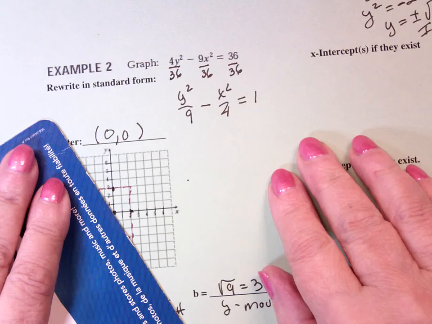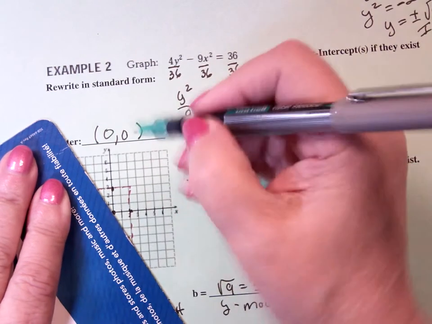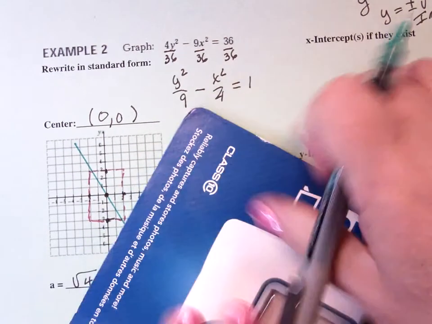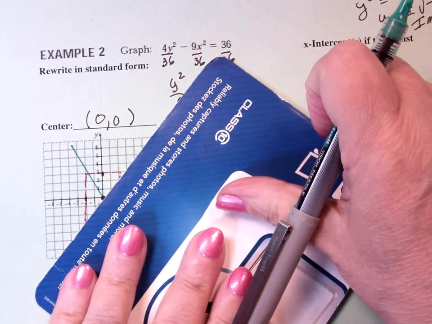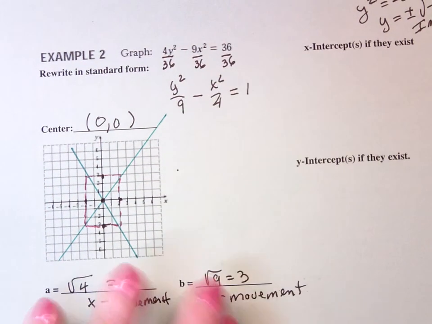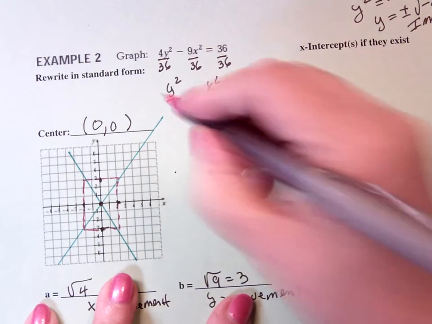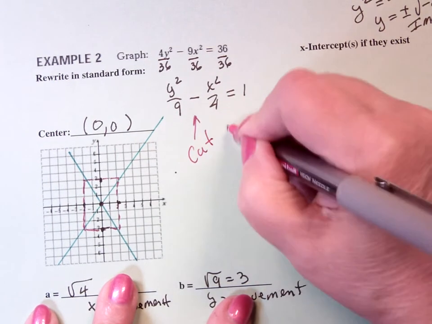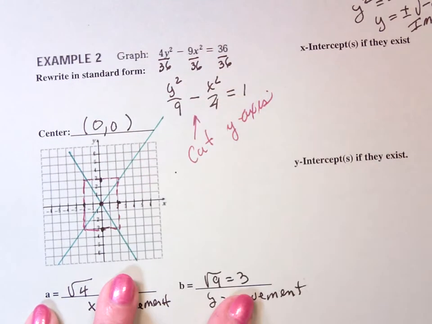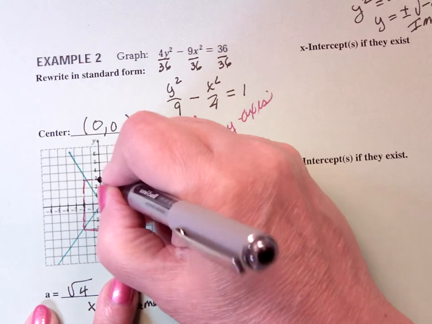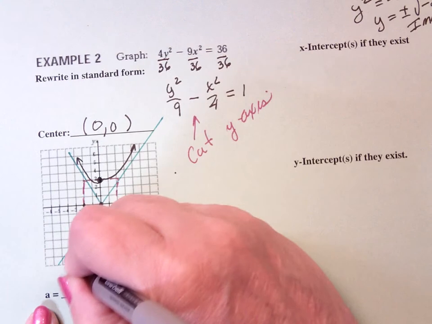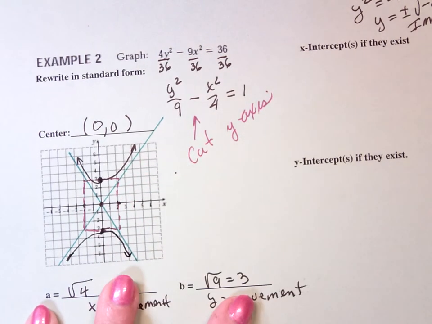Now, those are the asymptotes. So corner, center, corner. Corner, center, corner. And this guy cuts what axis? So he's going to cut the y-axis. And that's because y comes first. So that says this is where the graph really is. That's your hyperbola.